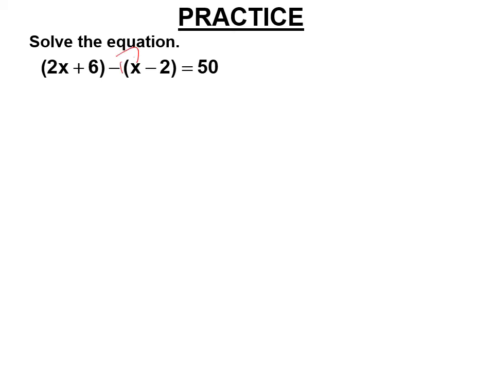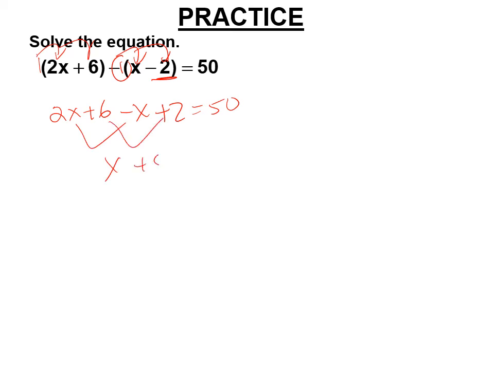Here you distribute a -1. Here you distribute a +1. So you get 2x plus 6 minus x plus 2 equals 50. All right, you have to distribute a -1. 2x minus x is x. 6 plus 2 is 8. This comes down to a one-step equation. Subtract 8 from both sides. X equals 42.